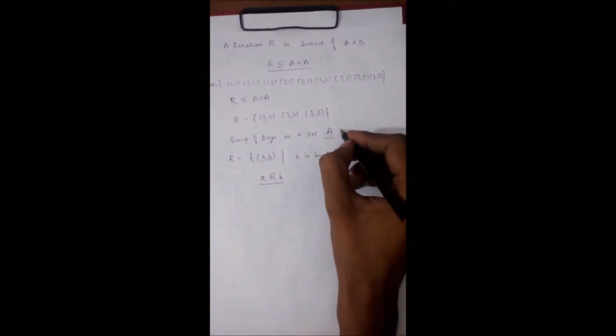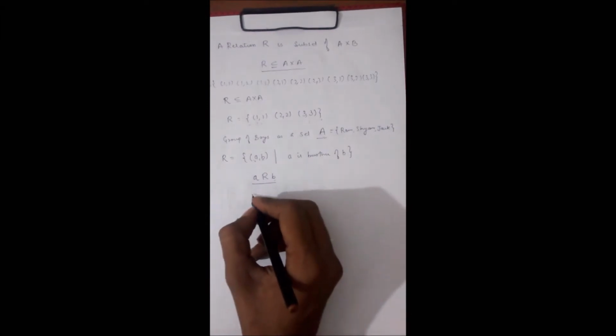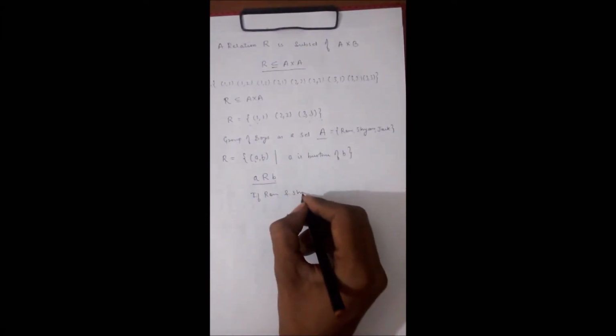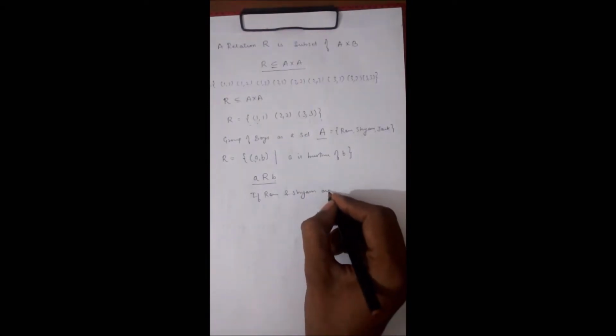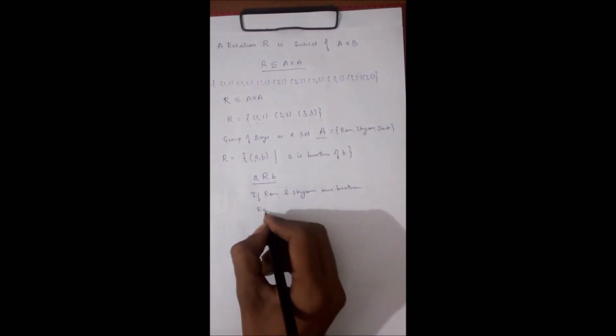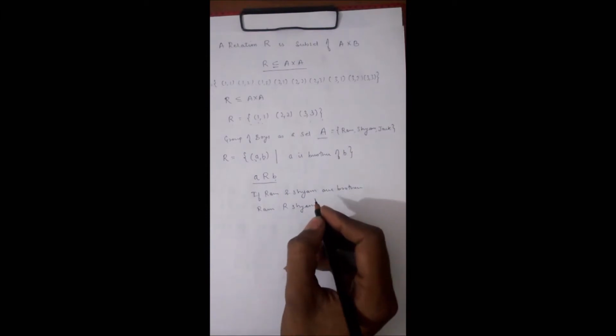Clear? A can be Ram, Shyam, and one more, that is Jack. Clear? Now if Ram and Shyam are brothers, then Ram is related to Shyam with this relation. Clear?